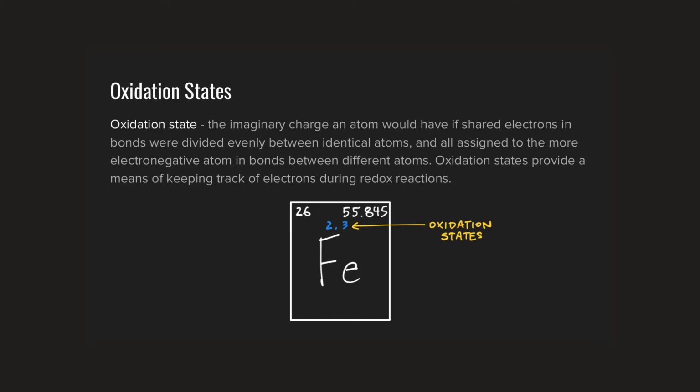Because remember, in a covalent bond, the electrons don't just belong to the more electronegative atom. They're shared between those two. It might be a polar bond, but they're still shared between the 2 atoms involved in the bond. But for the purpose of oxidation states and our accounting method here, we're just going to treat them as if the more electronegative atom was holding on to them, and that would give that more electronegative atom a more negative oxidation state. So we're going to use these oxidation states as a means of keeping track of where these electrons are going during redox reactions.